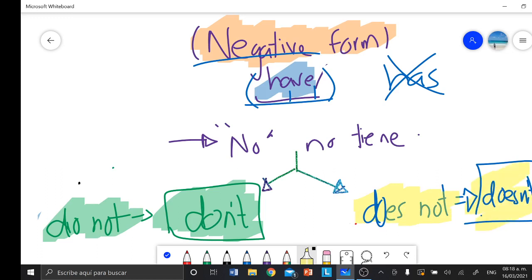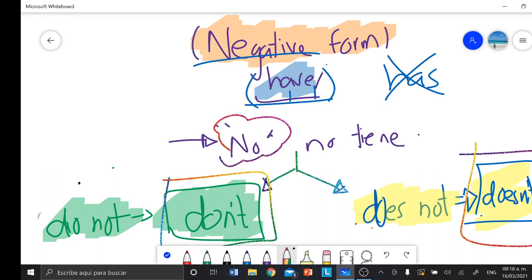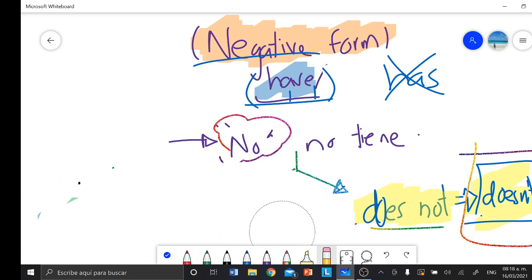That's the first thing that we must know. Entonces, para decir que no, prácticamente, vamos a tener que decir don't or doesn't, ok. O la otra forma, que es does not or do not, que es exactamente the same, ok. Eso es lo primero que debemos saber.